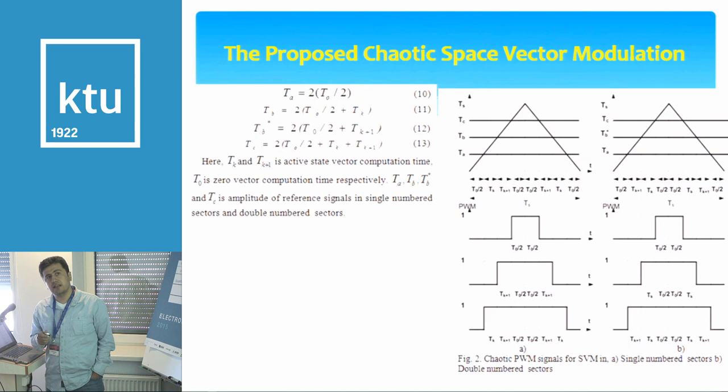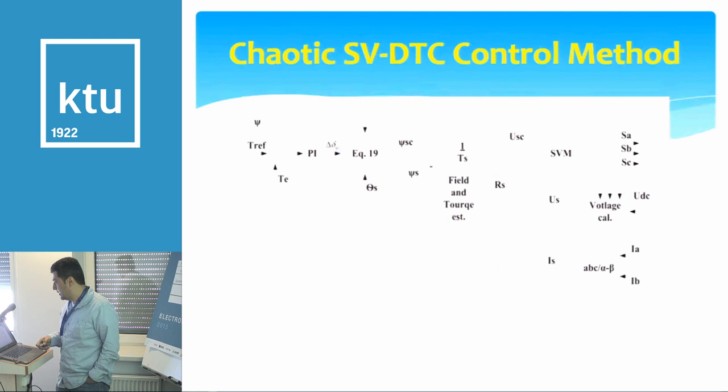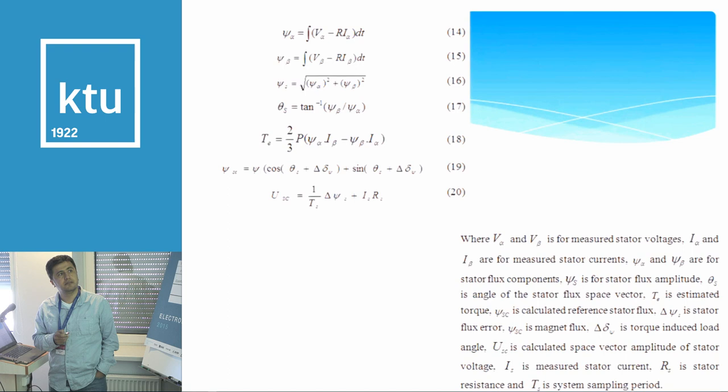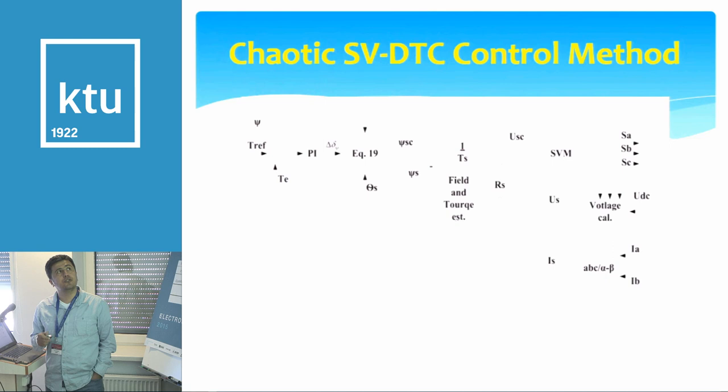These are examples of switching frequencies. The TA, TB, TC formulas are given here, and the results of the PWM output look like this. This is the whole proposed model: space vector modulation, inverter, direct torque control, torque reference, PI controller, and equation 19 is here. This is our proposed method, chaotic space vector direct torque control, with the inverter's output. This comes from permanent magnet synchronous motors, VDC, voltages and currents.